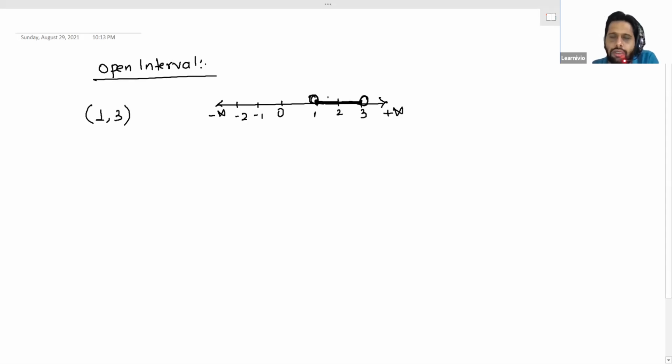Now we need to represent our solution on the number line as well as in the form of this interval. So this means 1 is not included, that's why we have marked this hollow. 3 is not included, that's why hollow. Everything between 1 and 3 is included in this. That's why we have written 1 to 3, and this is the open interval. This sign is for the open interval.